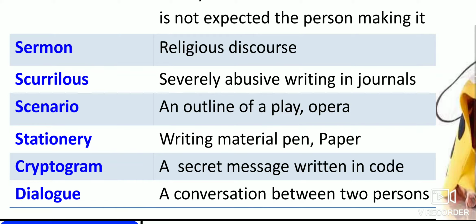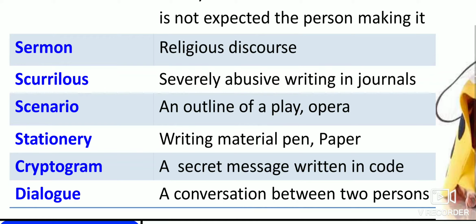Scenario means an outline of a play, that is scenario; opera is an example of that. Stationery, remember guys, here it is STATIONERY, a material, writing material. STATIONARY with ARY means without moving. Cryptogram means a secret message written in a coded language is known as cryptogram.